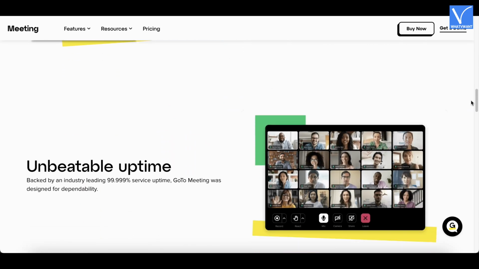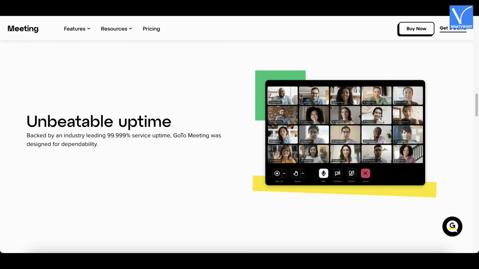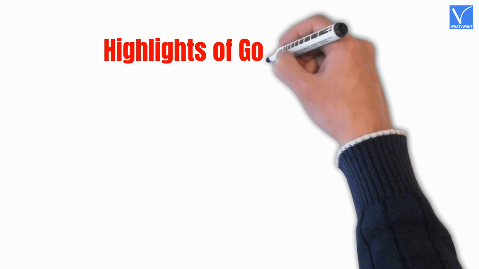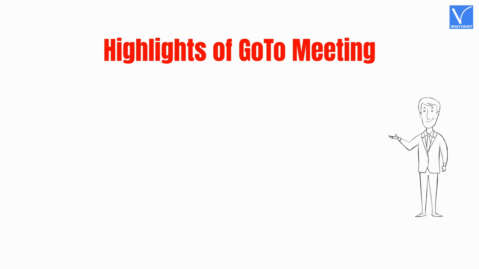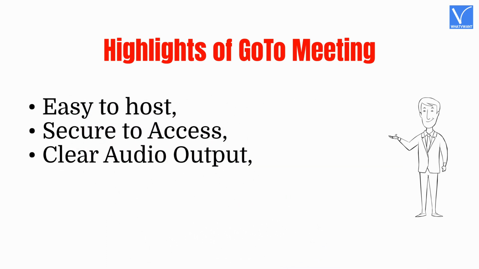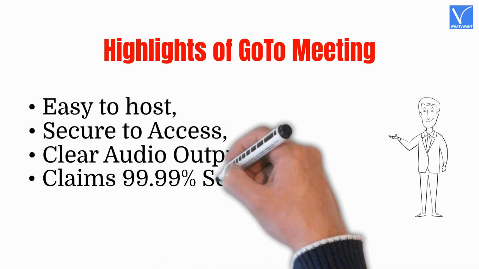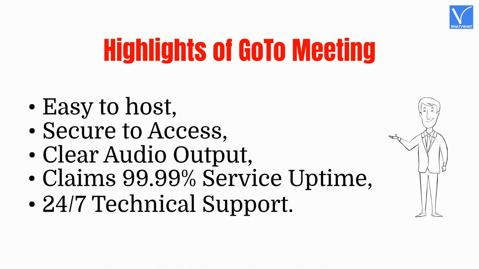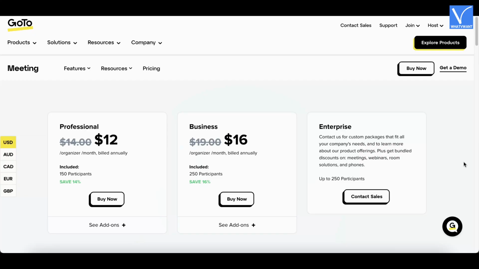It has features including recording, audio, one-click meeting scheduling, etc. It is compatible with Windows and Mac operating system. Highlights of GoTo Meeting. Easy to host. Secure to access. Clear audio output. Claims 99.99% service uptime. 24/7 technical support. Pricing. GoTo Meeting is available in 3 plans, such as professional, business, and enterprise.